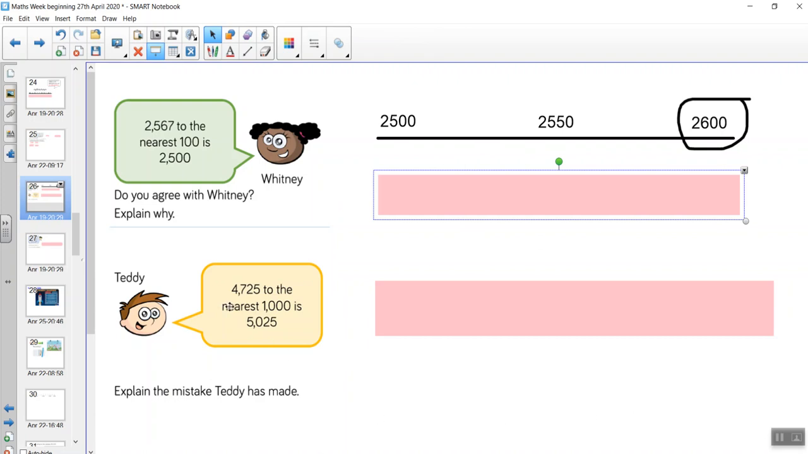Teddy says 4,725 to the nearest 1,000 is 5,025. He's made a mistake. Can you explain what it is? Pause the video and have a think.